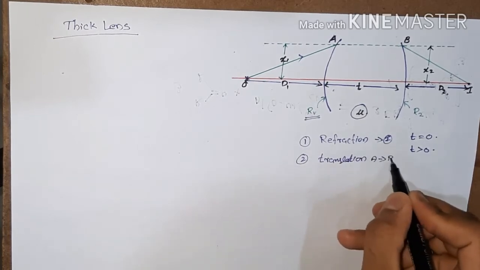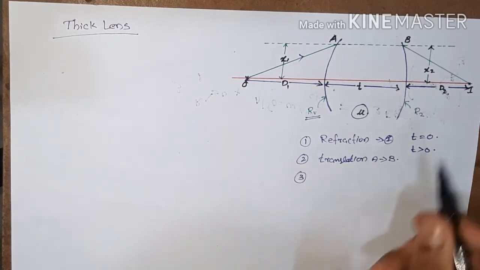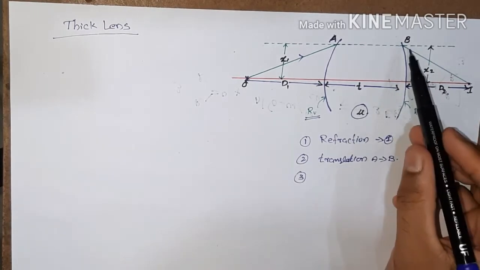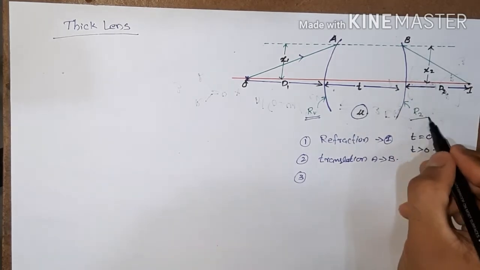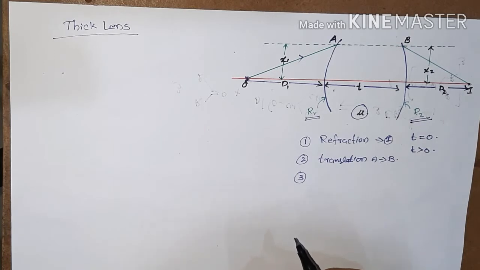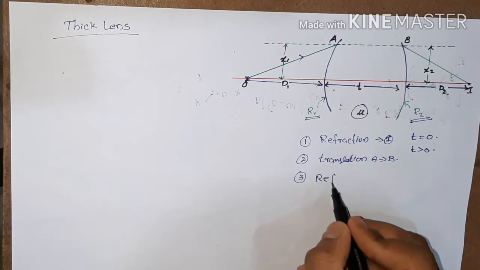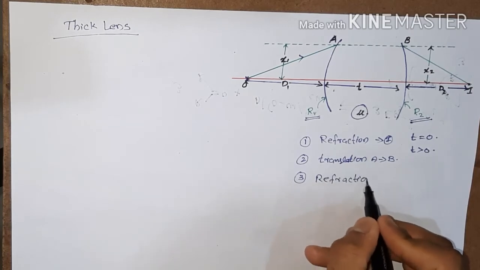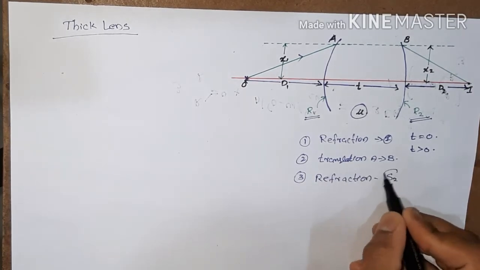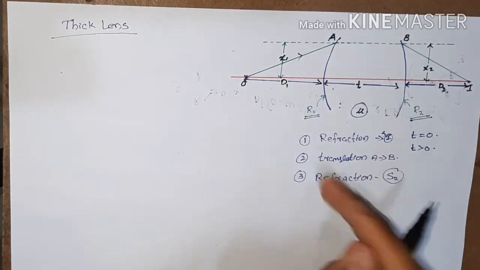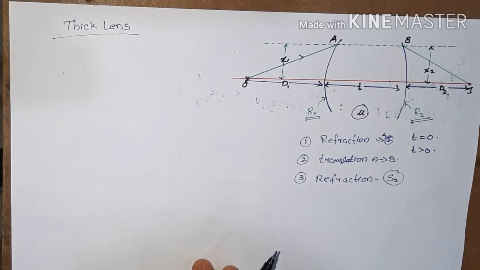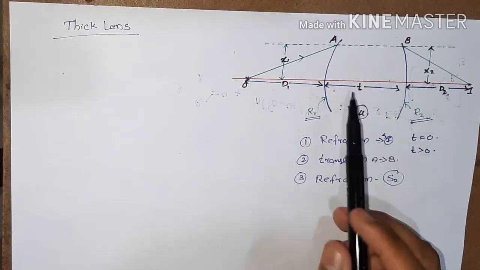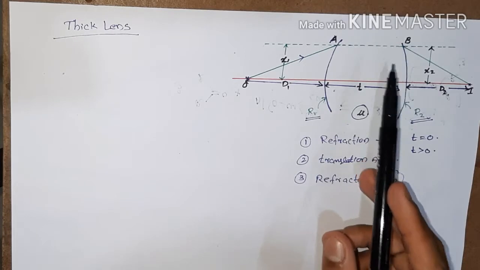At point B, the light ray again undergoes a refraction at the second refracting surface, and I am denoting the radius of curvature of the second refracting surface as R2. So the third process is the second refraction at surface 2. This is surface 1 and this is surface 2. I have to represent all of these phenomena taking place inside this lens by using matrices.